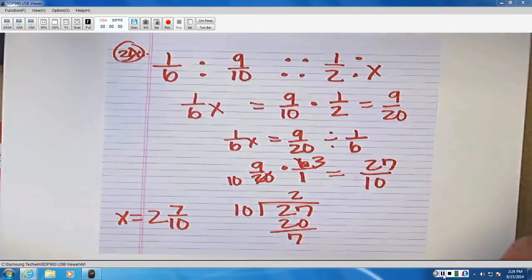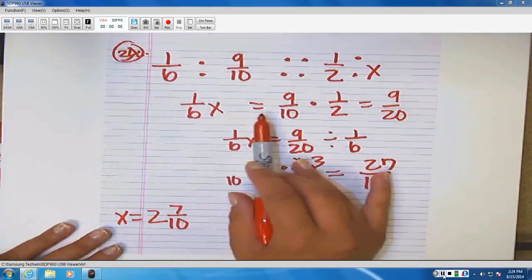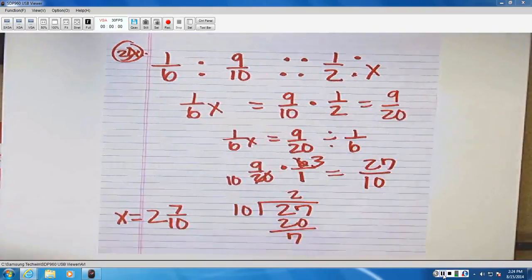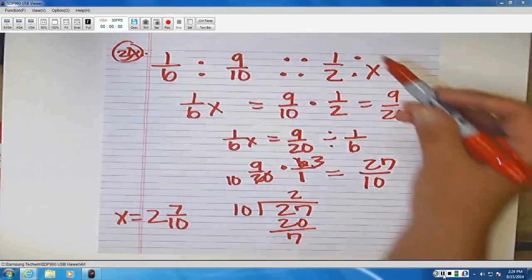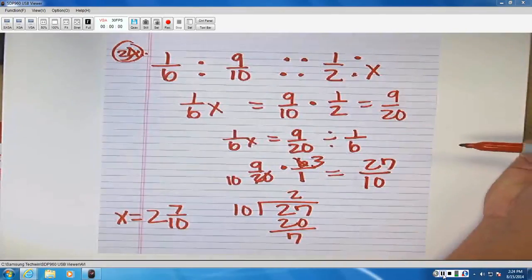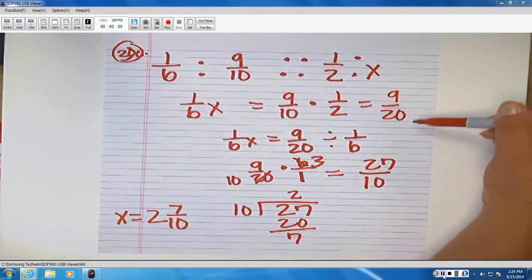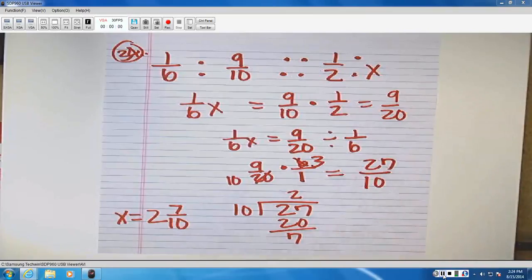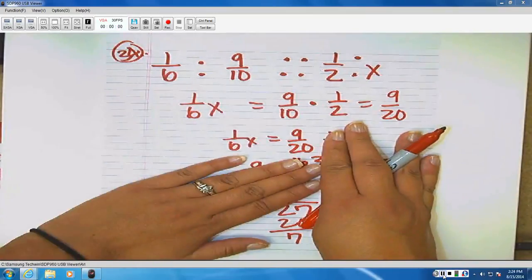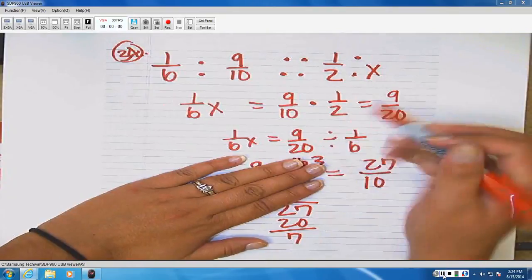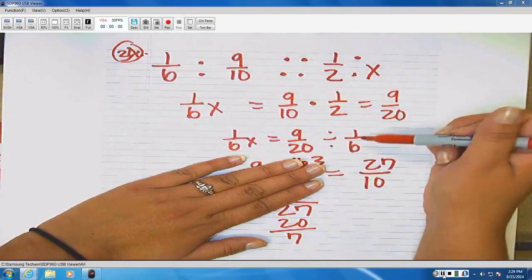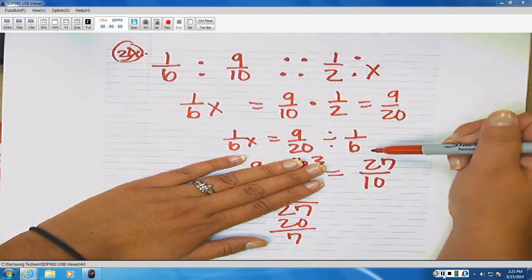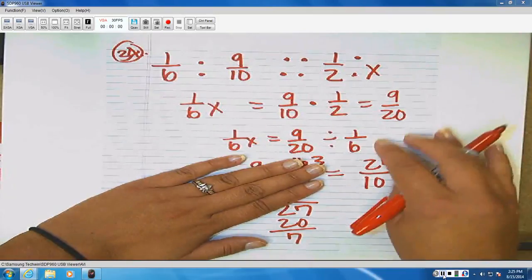So on 34, this is how you do it. Make sure when you bring your number over to divide that you don't mix up the correct pattern or the correct route to dividing. So we had this proportion. We set up our equation. That was 1/6 x equals 9/10 times 1/2. We just multiplied across. We couldn't really reduce that any, so we multiplied across and got 9/20. We then set up our equation like this. We had 1/6 x equals 9/20. And we brought that 1/6 over to divide it. Very important that you do that correctly.